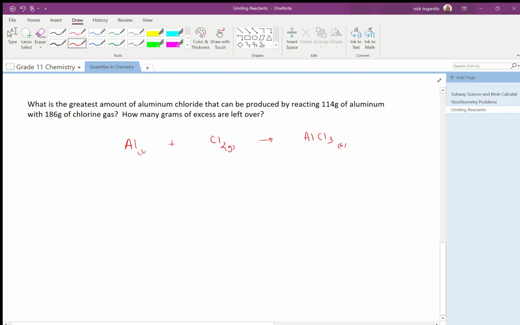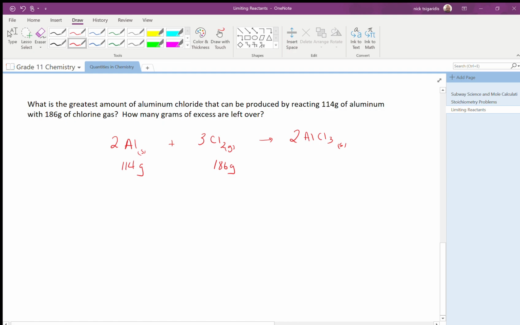As a result of reading the question, we're able to determine that we have 114 grams of aluminum and 186 grams of chlorine to start with. Now, of course, before we start doing any of the calculations, we do need a balanced chemical equation, so I will balance this chemical equation as follows.